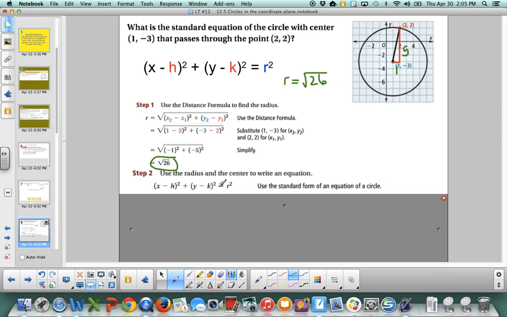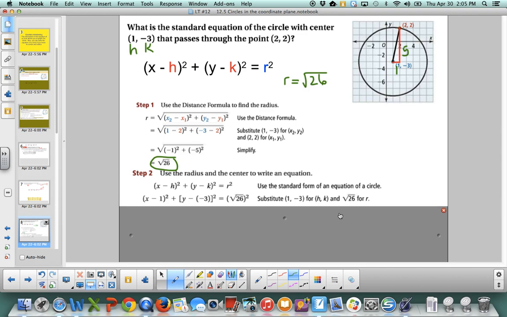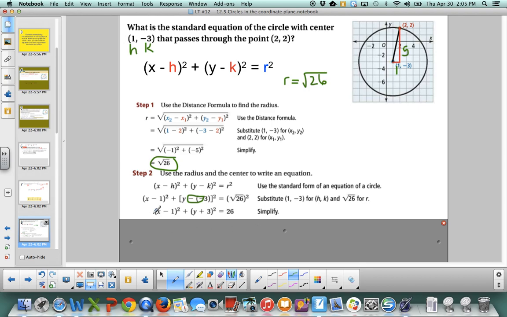So when we plug this back into our formula, this is going to be our h, and this is going to be our k, and square root of 26 is our radius. So I get x minus 1 squared plus y minus a negative 3, which what is minus a negative 3? What does that become? Positive 3. And the square root of 26 squared becomes 26. So we get x minus 1 squared plus y plus 3 squared equals 26.